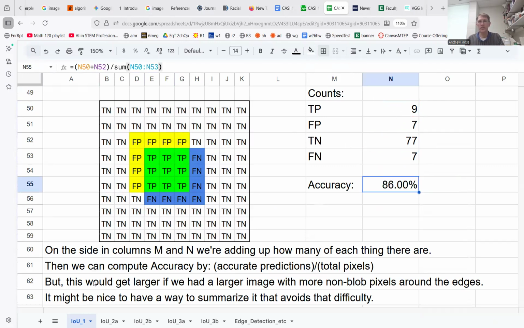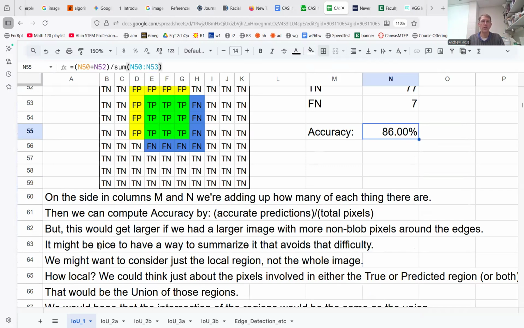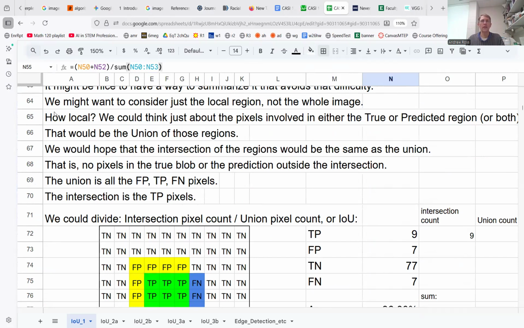The thing is, this would get larger if we had a larger image with more non-blob pixels around, because we'd have more true negatives, as long as the prediction didn't change. It would be nice to have a way to summarize the results that avoids that issue. So we're going to introduce an idea that we maybe only consider the local region near the blob, not the whole image. How local do we want to get? We could think about just those pixels involved in either the true region or the predicted region, or both.